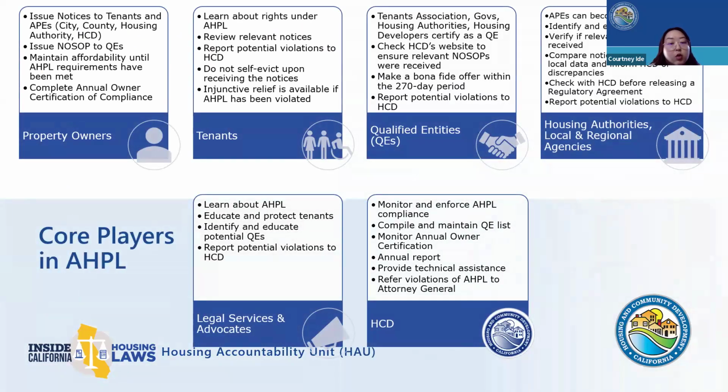Now we'll discuss some of the core players in Apple, and I'll share some helpful information about each stakeholder group. The first group I'll touch on is property owners. Under Apple, an owner is defined as an entity that holds title in the land on which an assisted housing development is located. If there's a lease involved, both the owner of the land and the owner with interest in the assisted housing development are responsible for compliance with Apple.